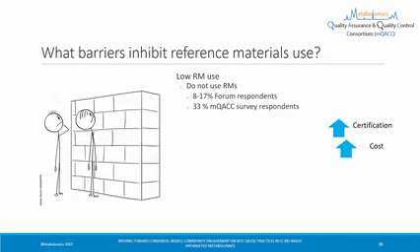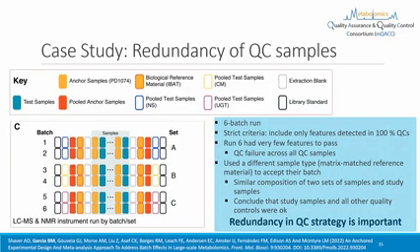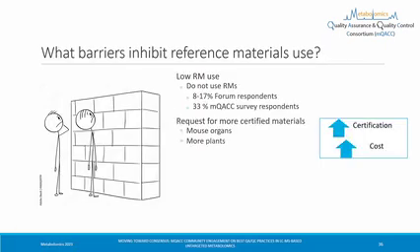From our information gathering sessions, we've learned that there is low reference material use in the community. So we asked, what are the obstacles that are inhibiting your reference material use? Some folks requested more certified materials and different matrices, like mouse organs and more plant species. But just to remind you that with increasing certification comes an increase in cost.